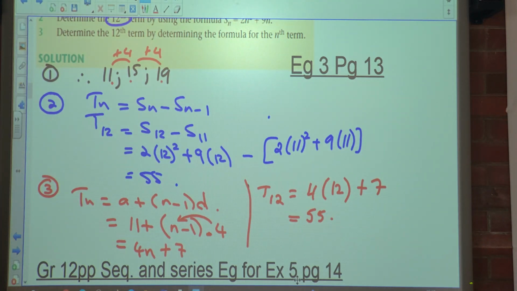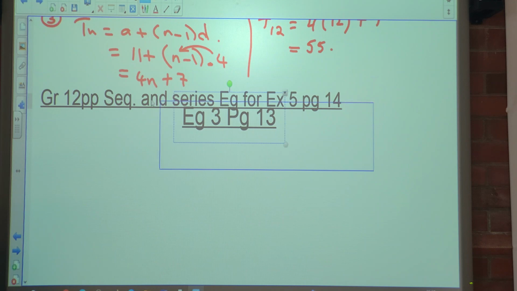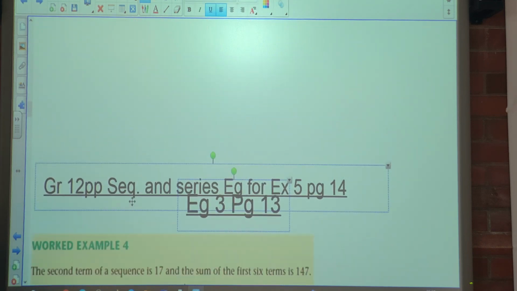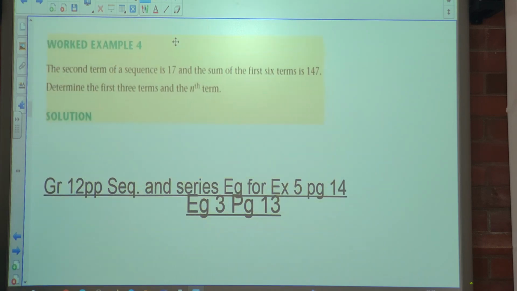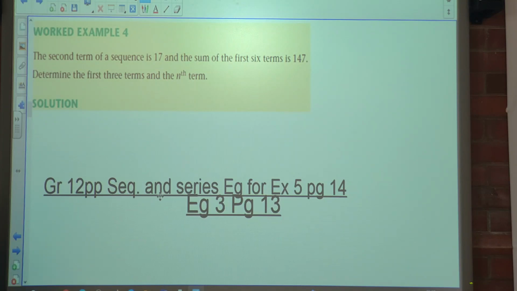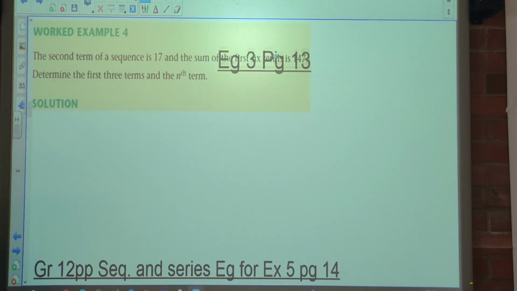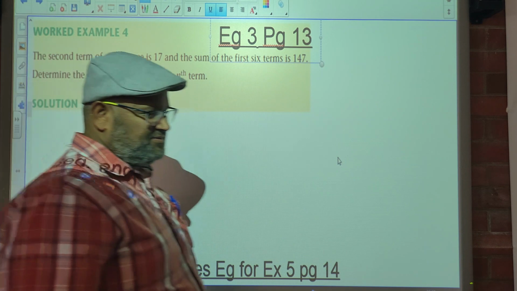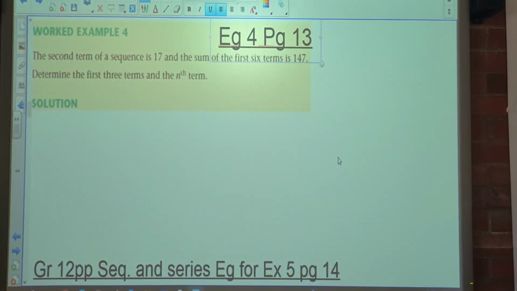Any confusion? Any questions so far? No? Question 4. Question 4 is on the next page, of course. Just let me know when I'm moving too fast, no? Question 4 is on page 14.